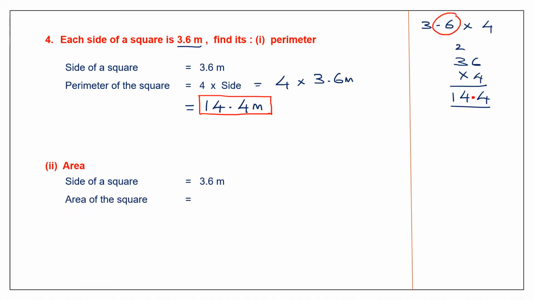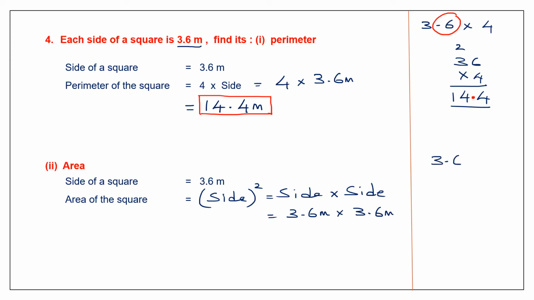So the area will be, the formula says side square. So that is side into side. Side square means side into side, which is 3.6 meters into 3.6 meters. So let's do that. 3.6 into 3.6. Let's multiply, removing the point, 36 into 36.